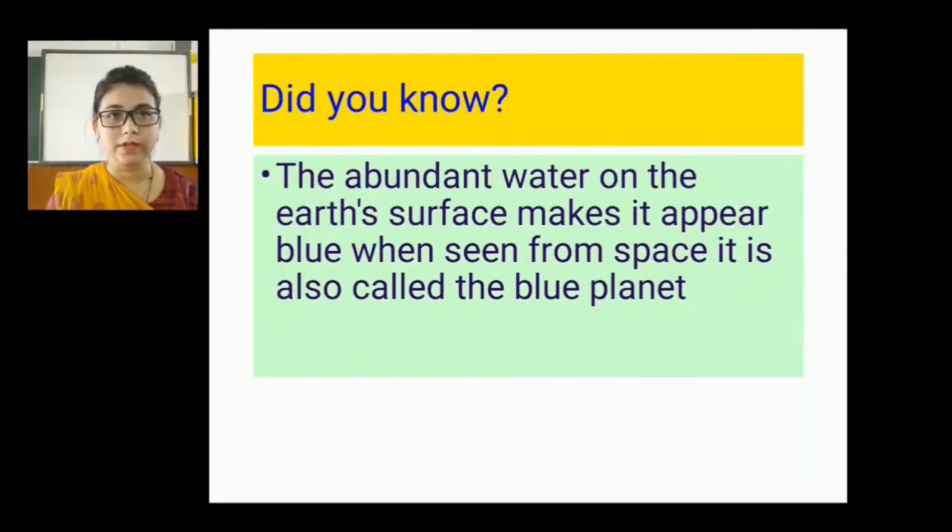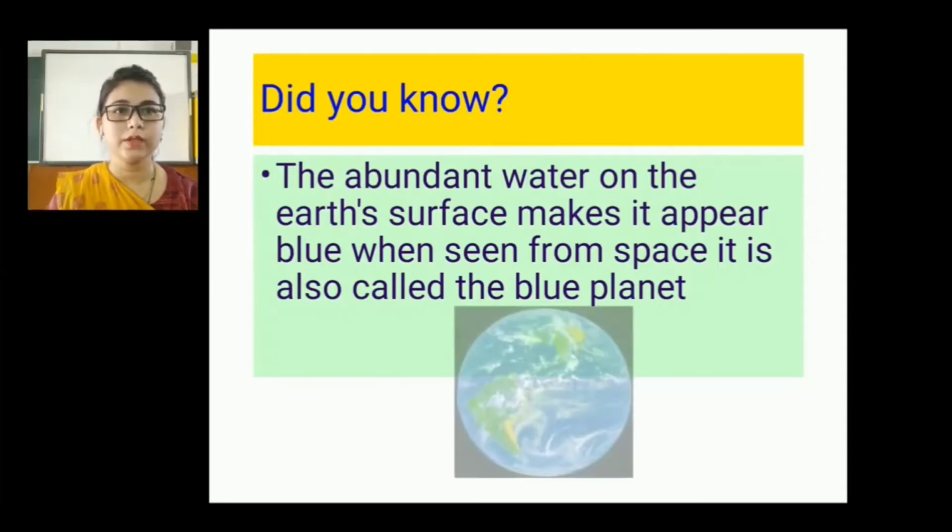Did you know? The abundant water on the earth's surface makes it appear blue when seen from space. It is also called the blue planet. Just now we have seen that 3/4 part of the earth is covered with water. That is why it appears blue from outer space. Only 1/4 part of earth is covered with land. That is why it is not looking green or any other color. It looks blue.